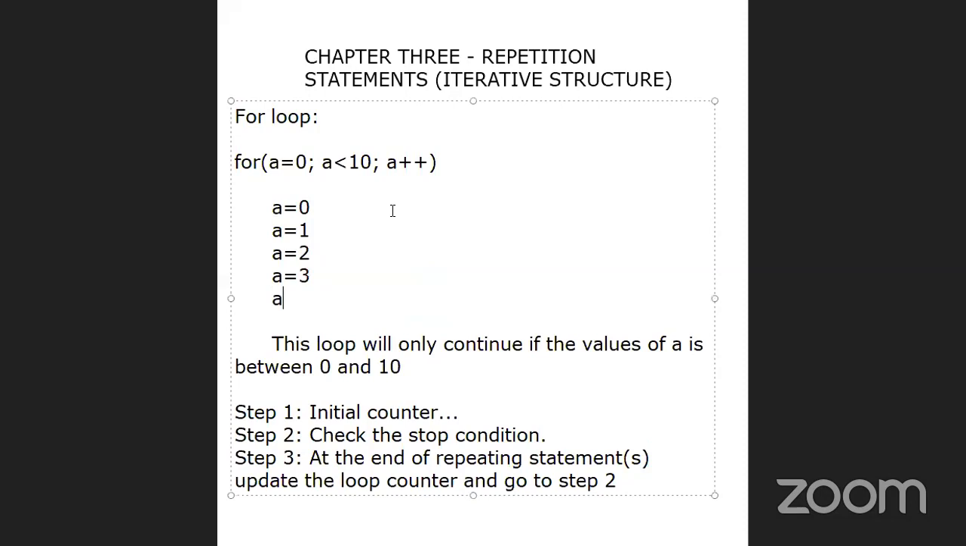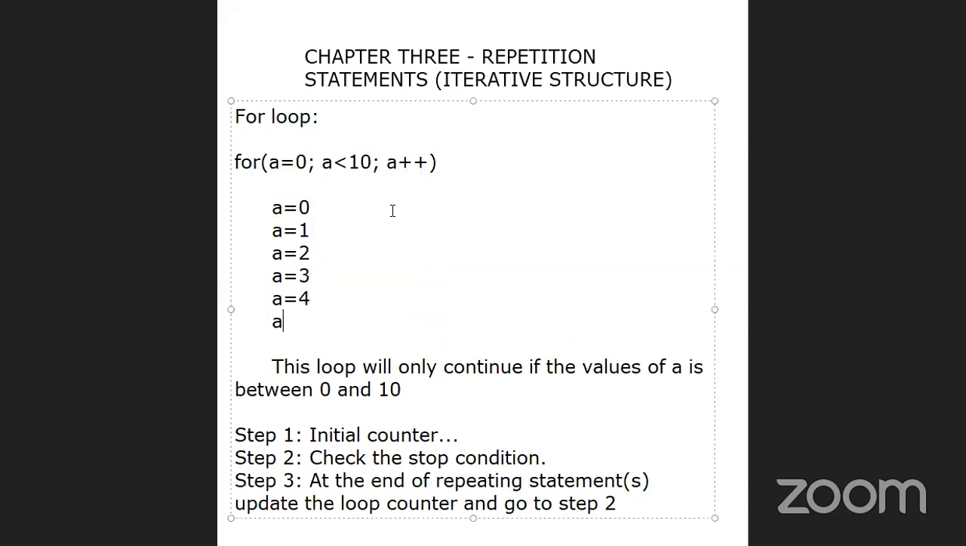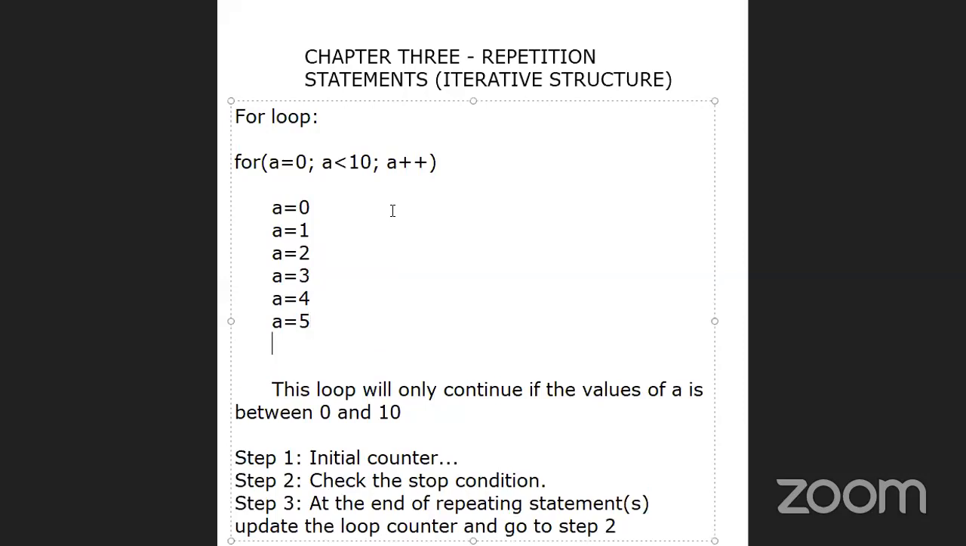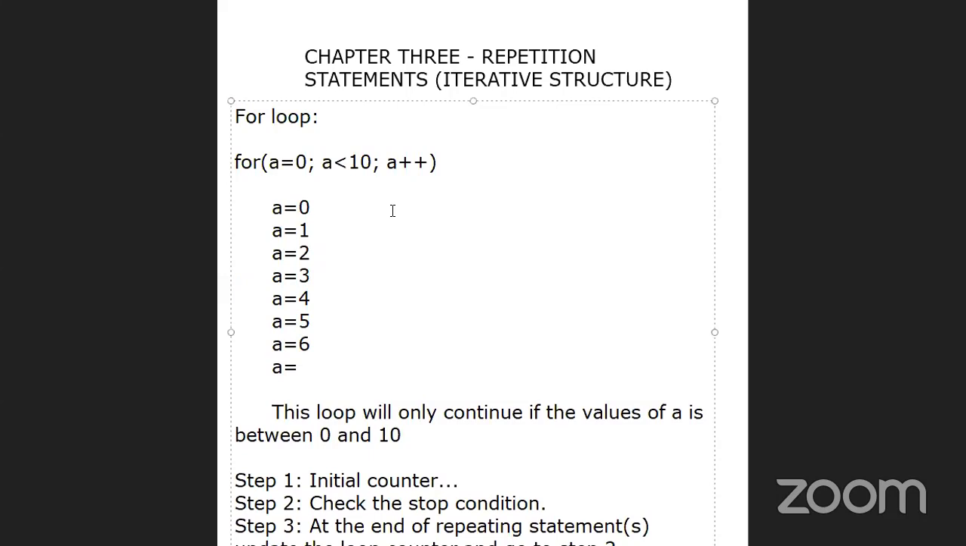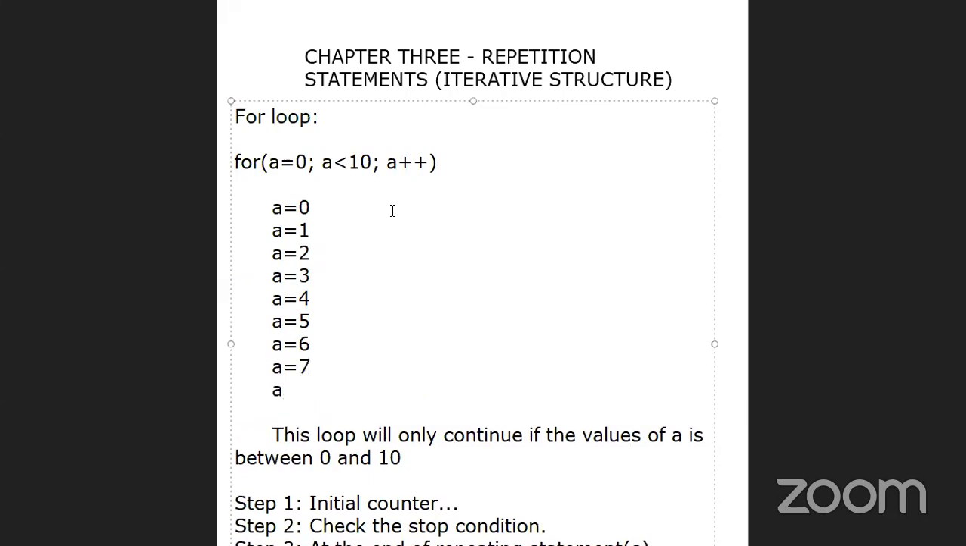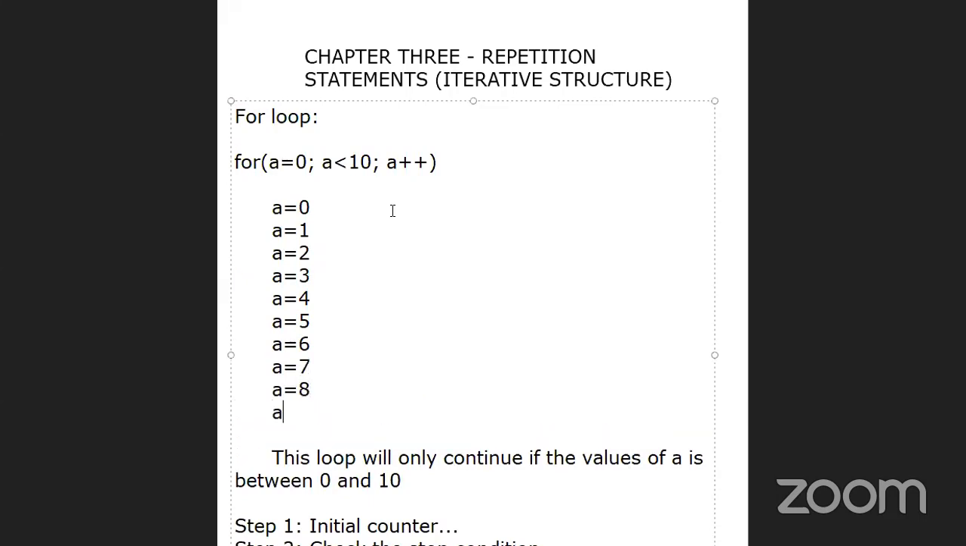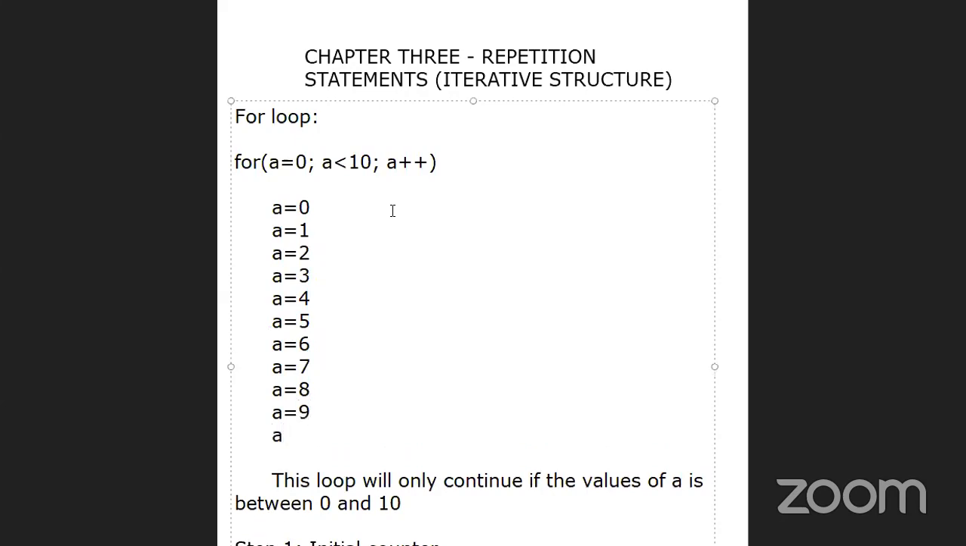It keeps doing this until we get a value that satisfies the stop condition. 7, A equal to 8, A equal to 9, then A equal to 10. At this point, A equal to 10 is going to be false, okay? But here is true.